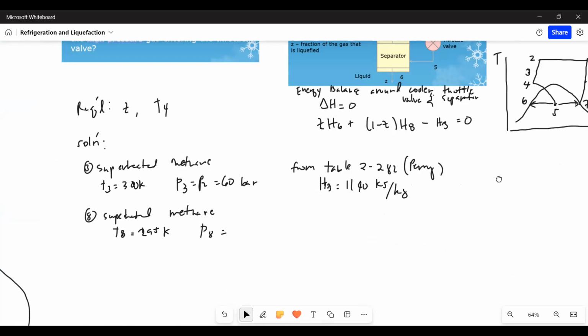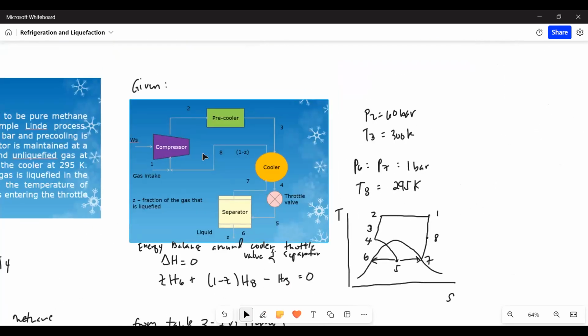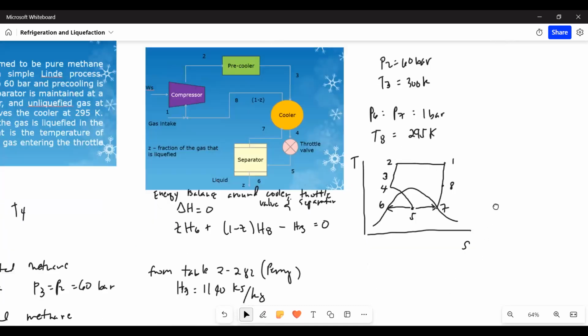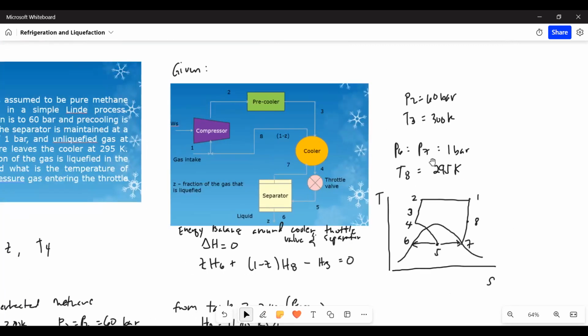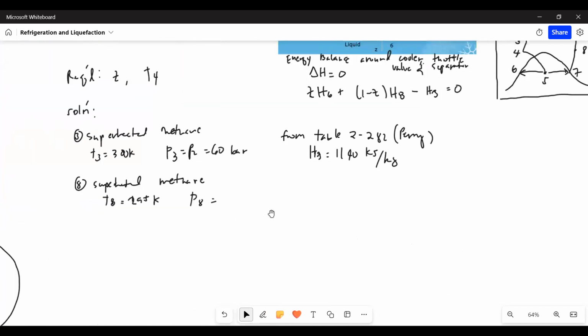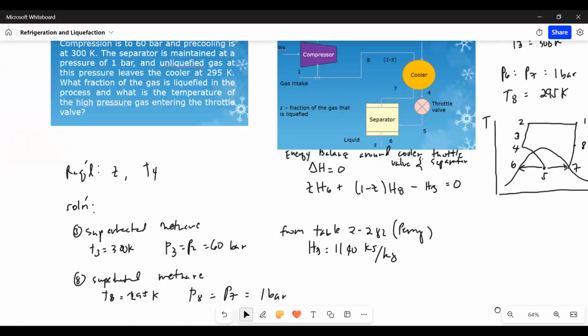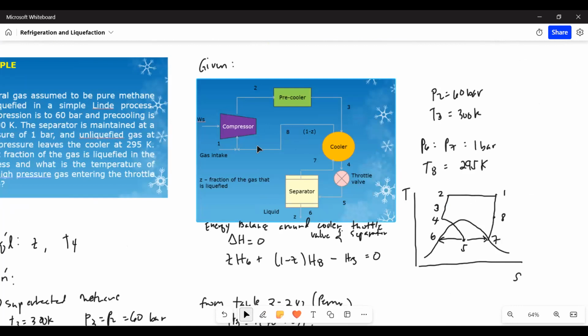So if we look at the TS diagram, this is an isobar right here. So this one is an isobar, this one is another isobar. So we can say that P7 is equal to P8 equal to P1. So P8 is equal to P7, which is equal to 1 bar, and that is given in the problem. Okay.